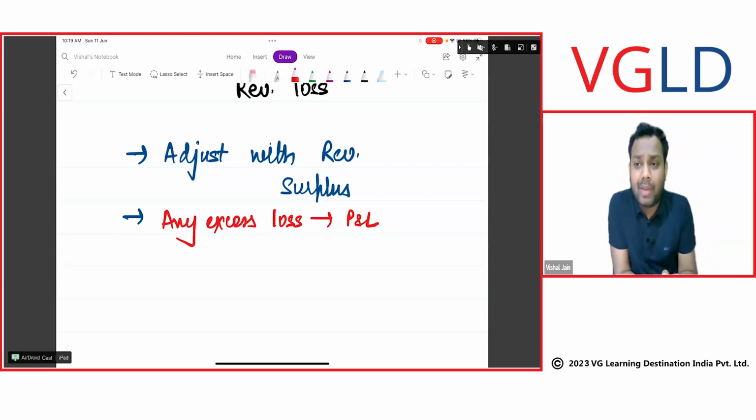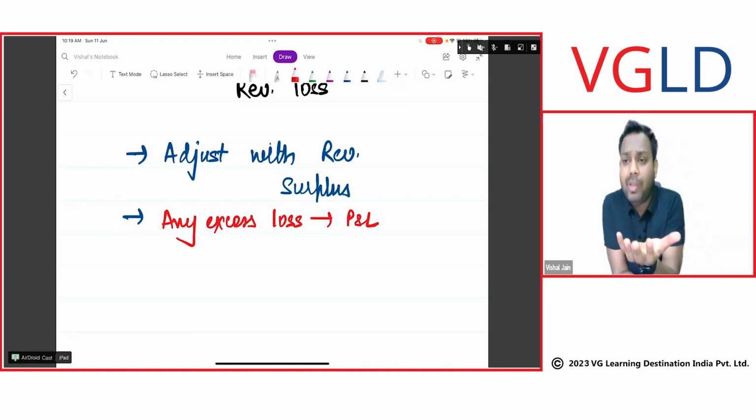But now let's suppose I have a revaluation loss of 75. Then definitely to the extent of 50, I can adjust with the revaluation reserve. But where will the rest 25 go? It will go to the P&L.